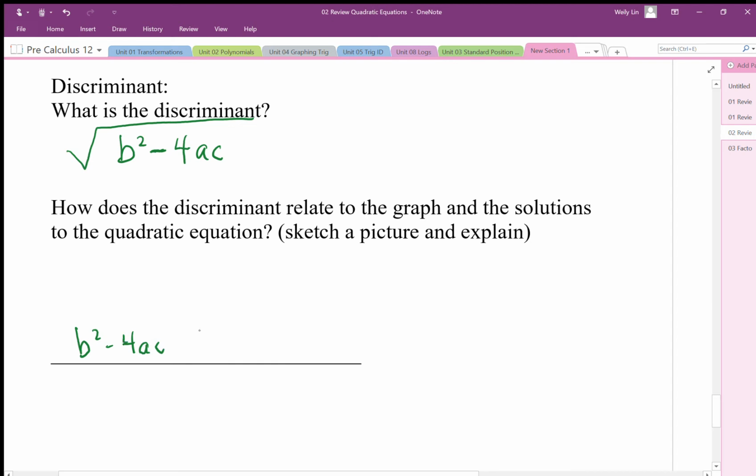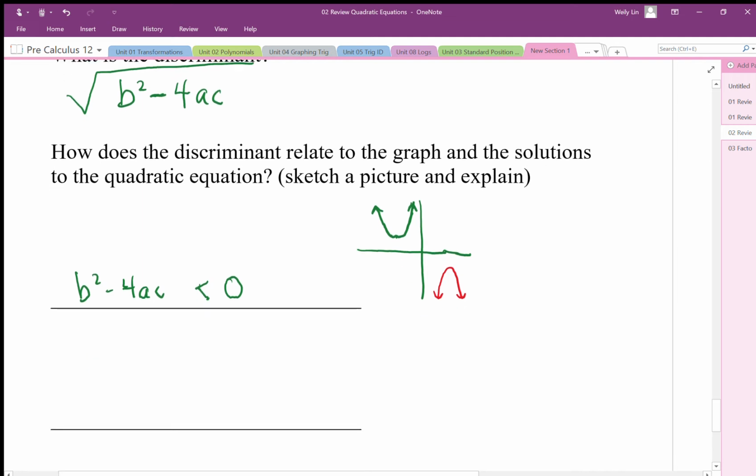Okay, so when that's less than 0, or when it's negative, we're going to have parabolas that are one of two types. Either they don't touch the x-axis and are facing up like this, or they are upside down parabolas that don't touch the x-axis that look like this. Okay, so we know that this has no solution, so our parabolas can't cross the x-axis.